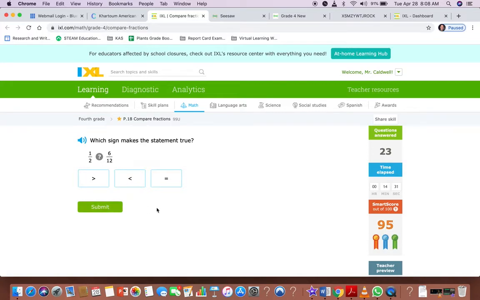Which sign makes the statement true? All right, we got to get 2 to 12, so we multiply it times 6. 6 times 1 would be 6/12, equal.